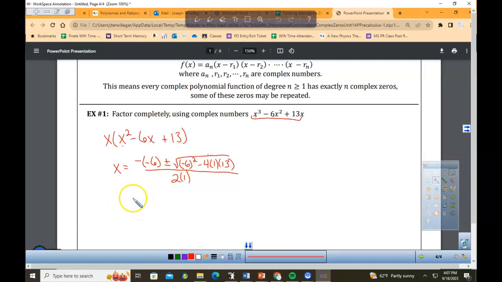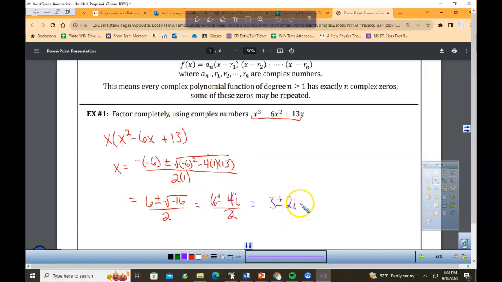Okay? When I calculate that out, I get 6 plus or minus square root of -16 over 2. Now, what do I do with this -16? Well, isn't that the same thing as square root of 16 is 4? Square root of -1 is i. All over 2, right? I can factor it down one more time. Divide them all by 2, right? 3 plus or minus 2i.